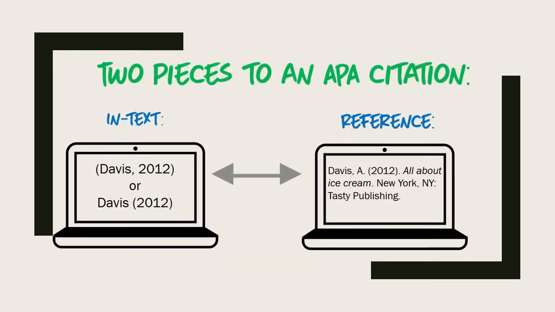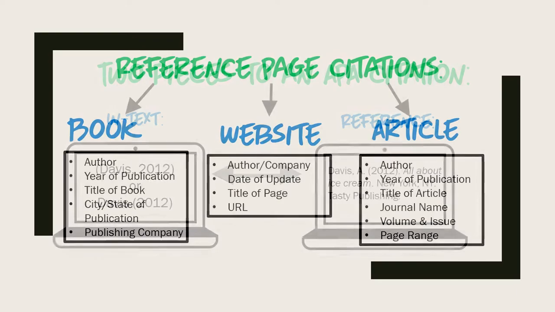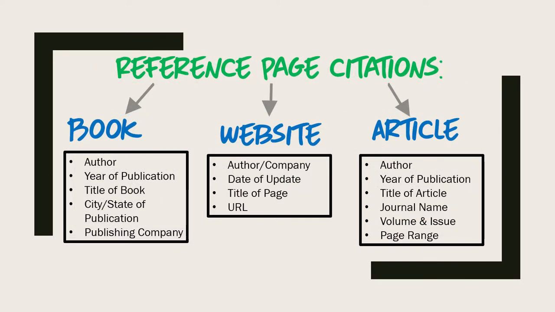Now that we've discussed the two types of parenthetical or in-text citations, which include paraphrases and quotes, let's tackle the reference page citations. These look a little different depending on the type of source. Some of the most common types of sources include books, websites, and periodicals, such as articles from Galileo. To create your reference citation, you will need to locate some information about the source.